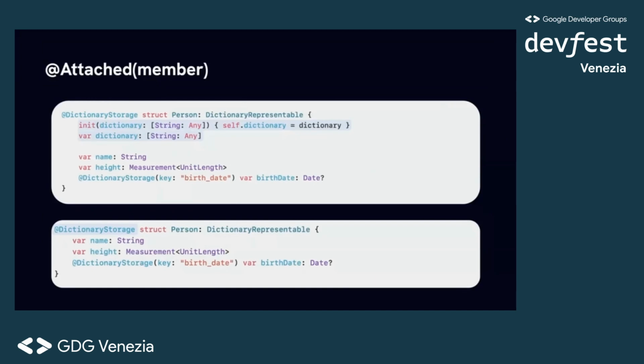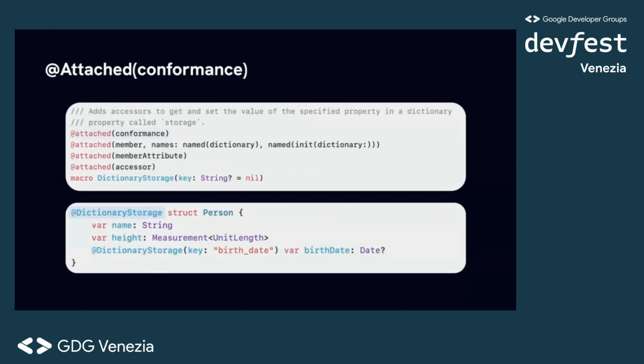When you use the member, you don't need to change anything. The struct will apply the dictionary storage and create the stored property. And also we remove the initializers, as you see. It will create that simple code base.